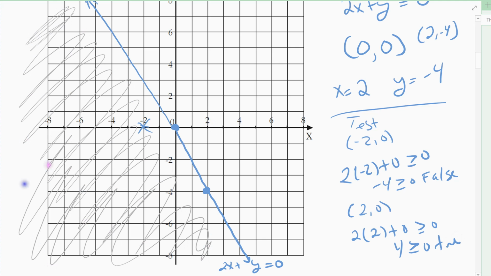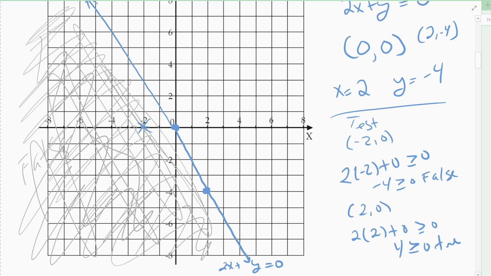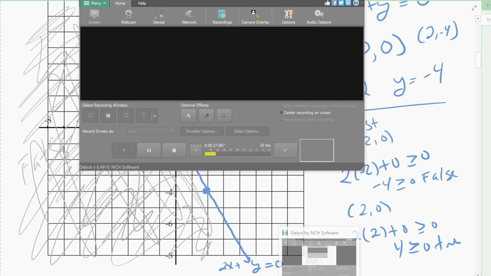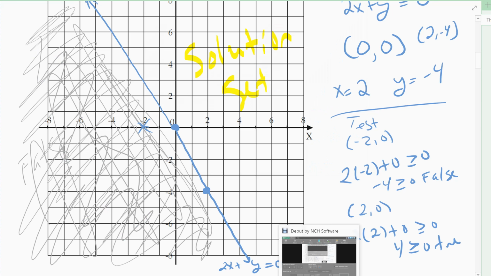Alright, so this is the false. I don't want any of this. On the open side, or the side to the right, this is my solution set. So we leave the blue line, and the side without it is the blocked out stuff. Over here is my solution. This is the solution set. I pick any point on that line and it makes my equation true.